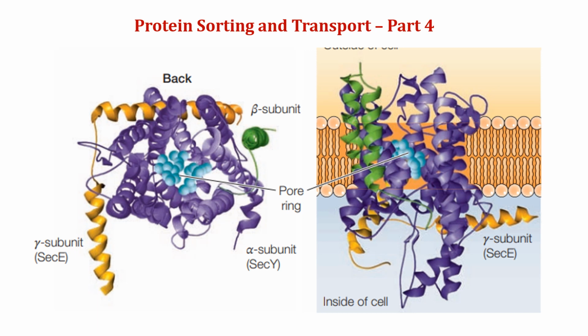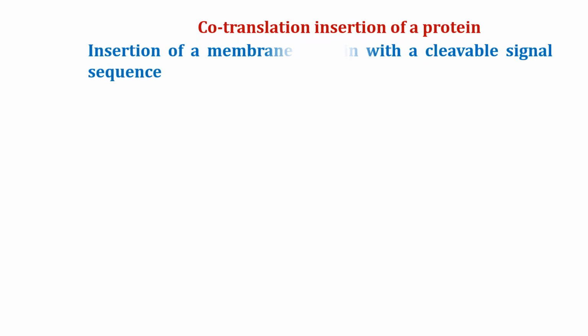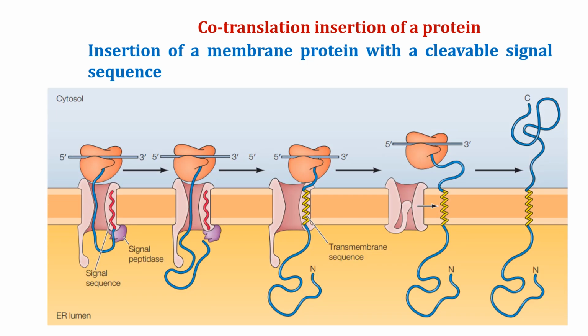Today in this lesson we are going to understand the insertion of protein into the ER. There are three ways of insertion of protein into the ER by the co-translation process. The first is insertion of membrane protein with a cleavable signal sequence. The second is insertion of membrane proteins via internal transmembrane sequences. And the third is insertion of proteins that span the membrane multiple times.